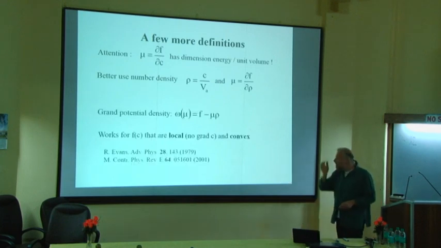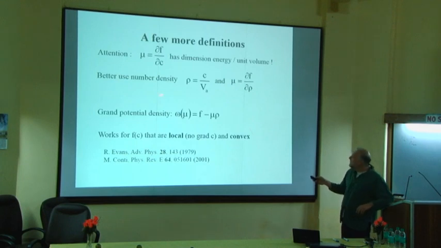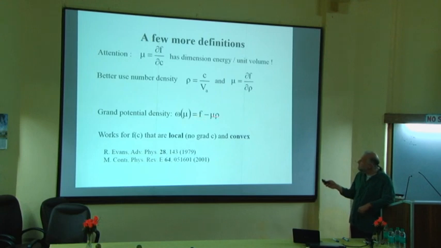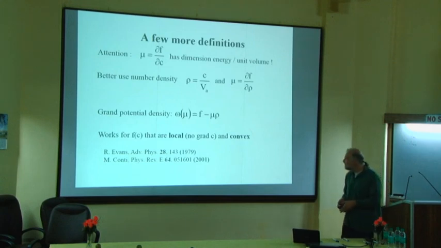So, if I introduce this rho, actually the grand potential density is F minus mu rho. So now mu is an energy, and rho is number of particles per unit volume. And I can always define this function if my free energy f of c is a convex function. This is just a property of the Legendre transform. If your function is convex, then the Legendre transform is simple and unique.